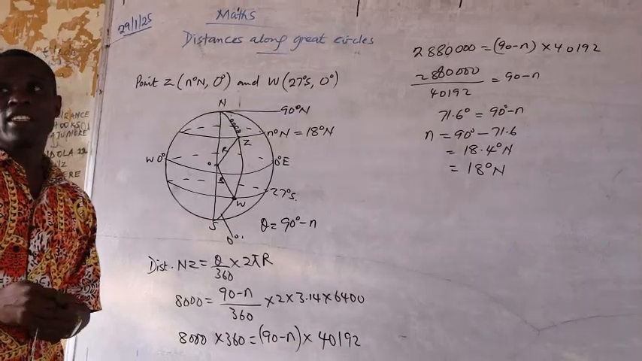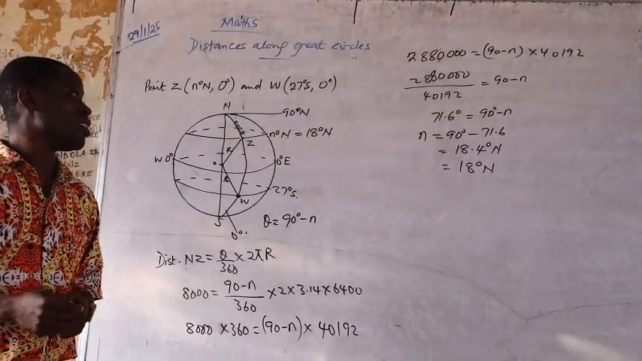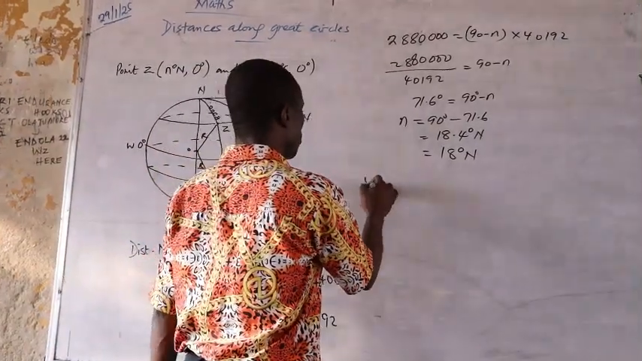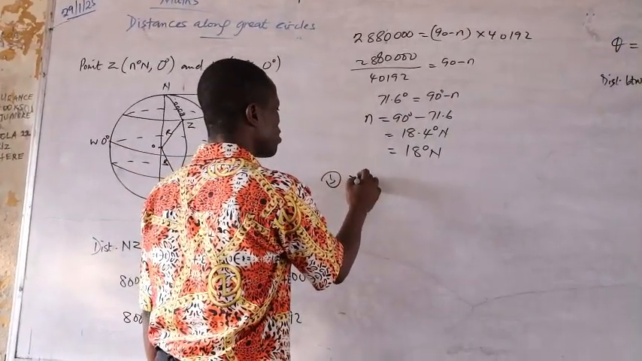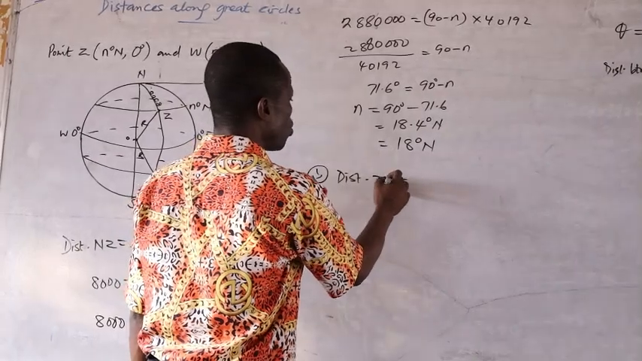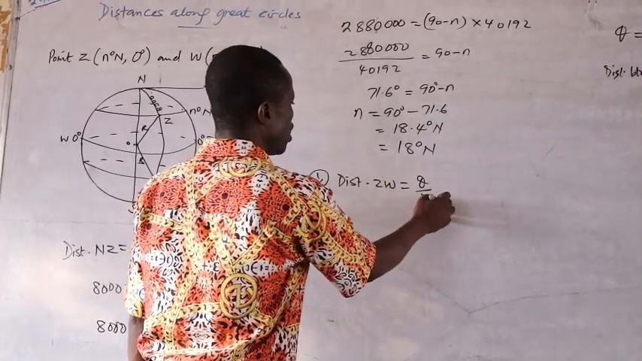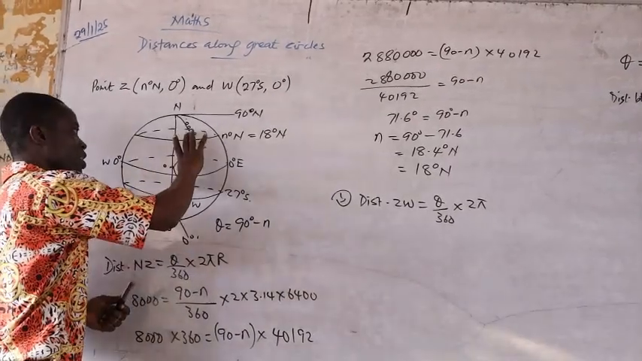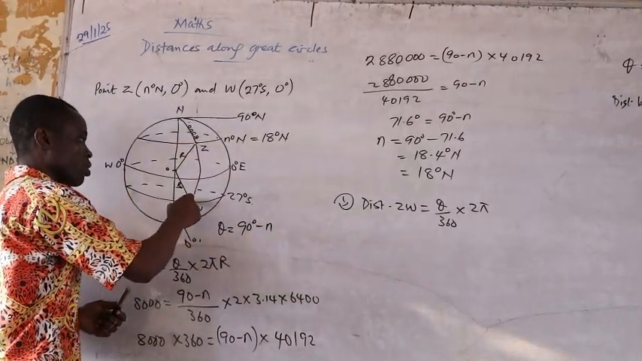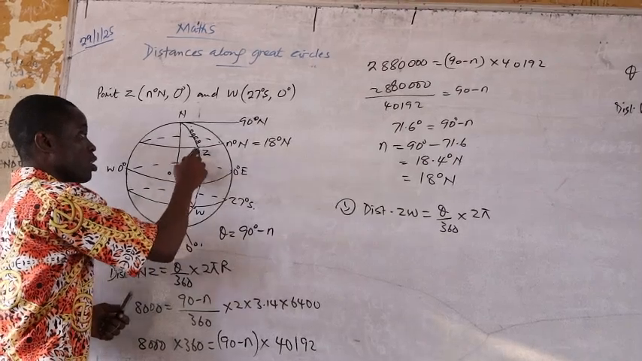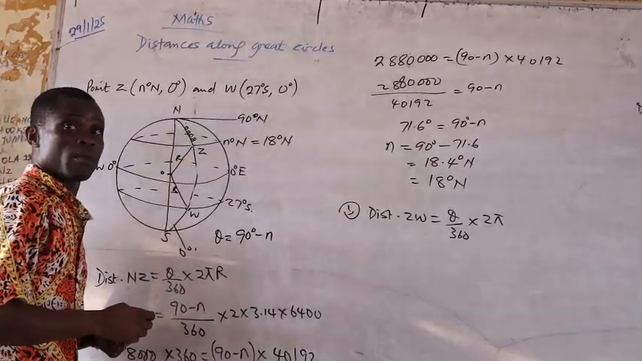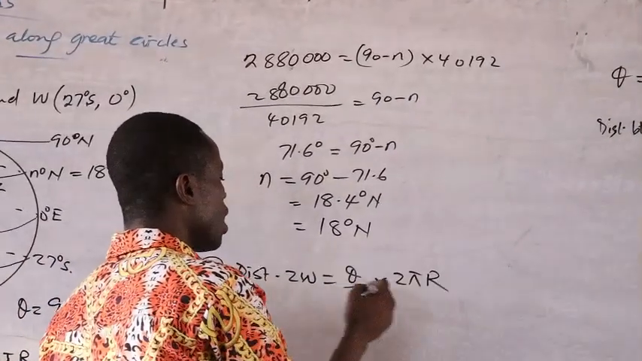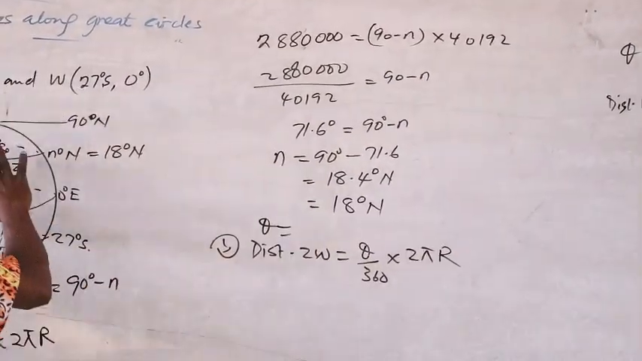Now, you are going to do this one for me as class work. After getting this n, let's take that n as 18 degree north. Then we now want to find distance ZW. That's question B. Distance ZW is equal to theta over 360 times 2 pi. Now look at this ZW. They are on the same longitude, and that longitude is a great circle. And the formula is going to be 2 pi R, bigger.